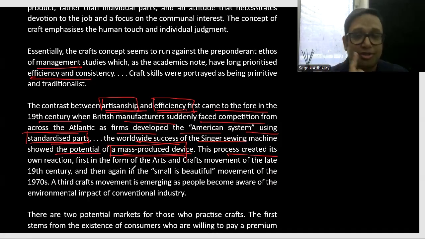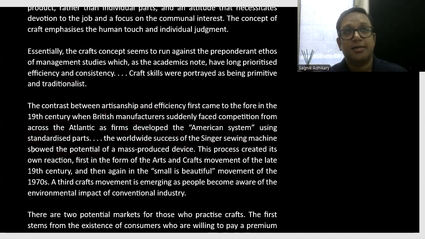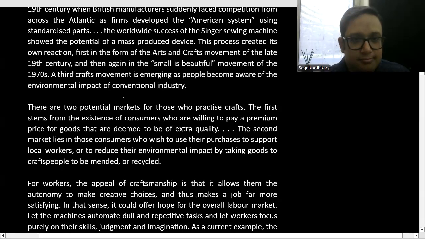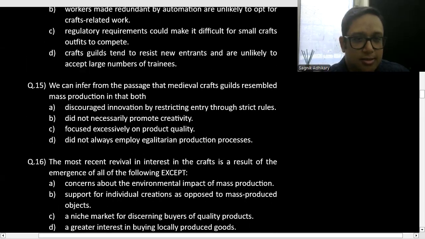but it doesn't talk about creativity, because creativity is an aspect of the field of crafts, of artisanship. So similar to crafts guilds, the process of mass production, the American system, the management ethos of efficiency and consistency, this does not nurture creativity. So let's get back to the question.